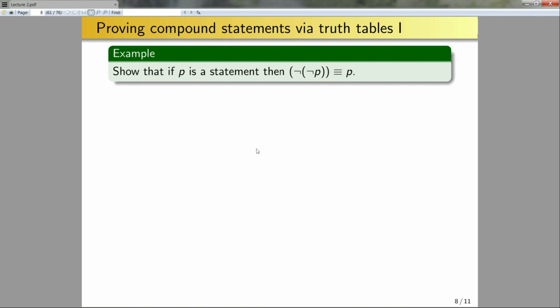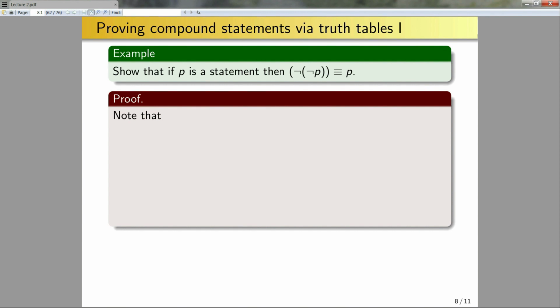So show that if P is a statement, then not not P is equivalent to P. So this is the idea that you've had when you say, I'm not it, or I did not do it. It's the logical equivalent of that type of statement. So how would I prove this statement? Well, instead of just giving you the truth table, let's derive it.